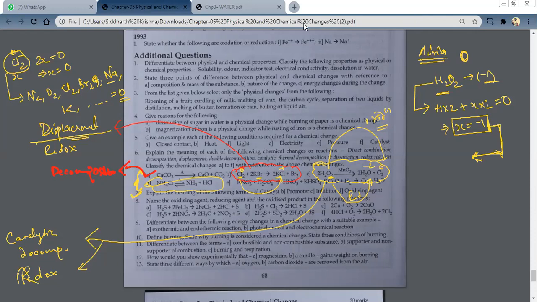Okay. Who was telling this? NH4Cl. It is thermal decomposition, or simply decomposition. Or is it redox also? Narith, can you tell this?